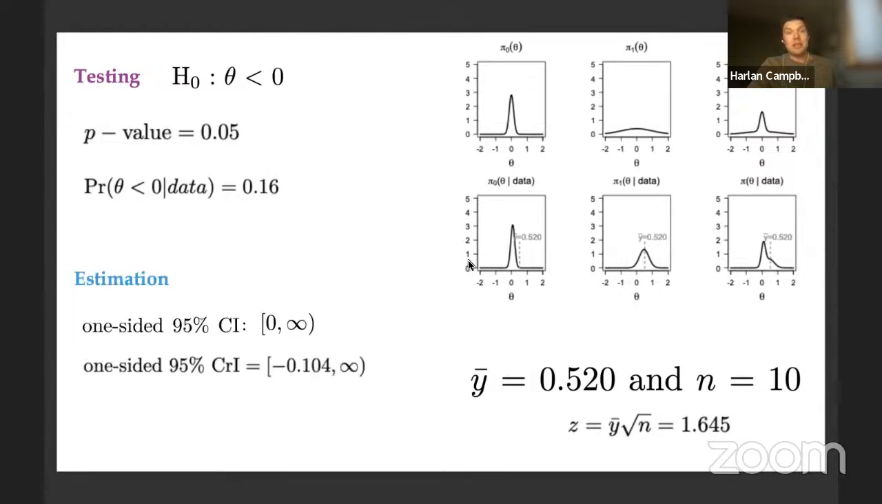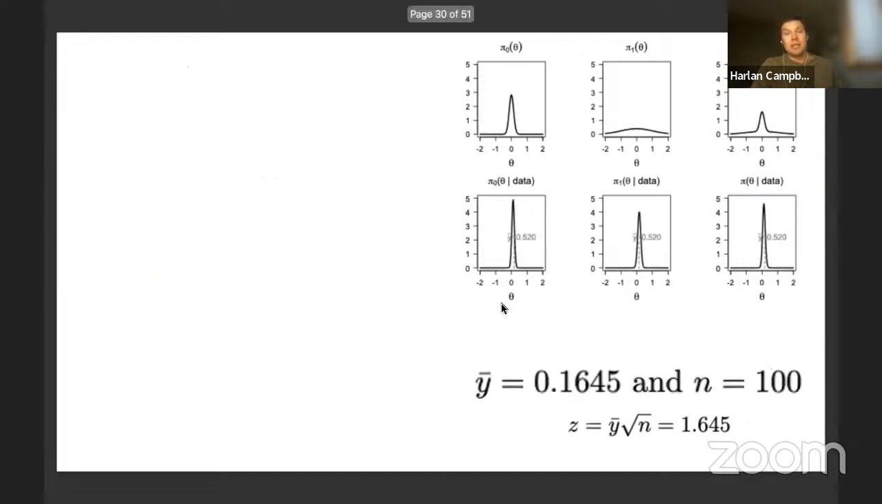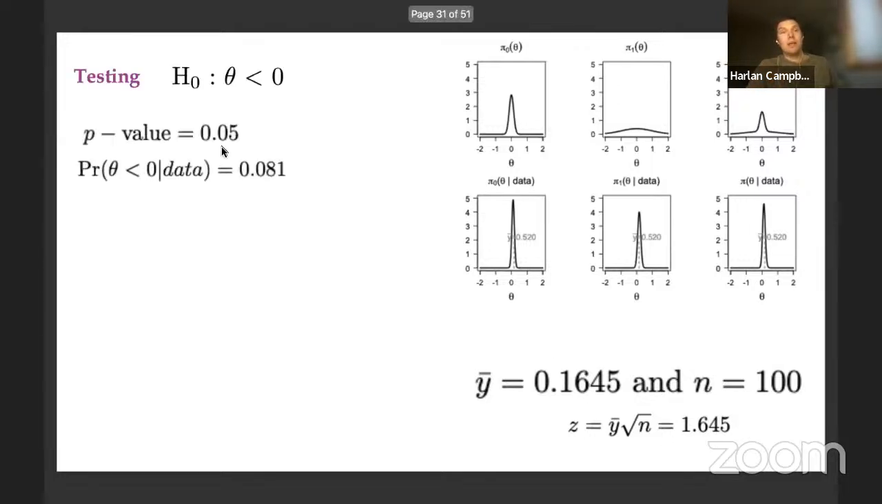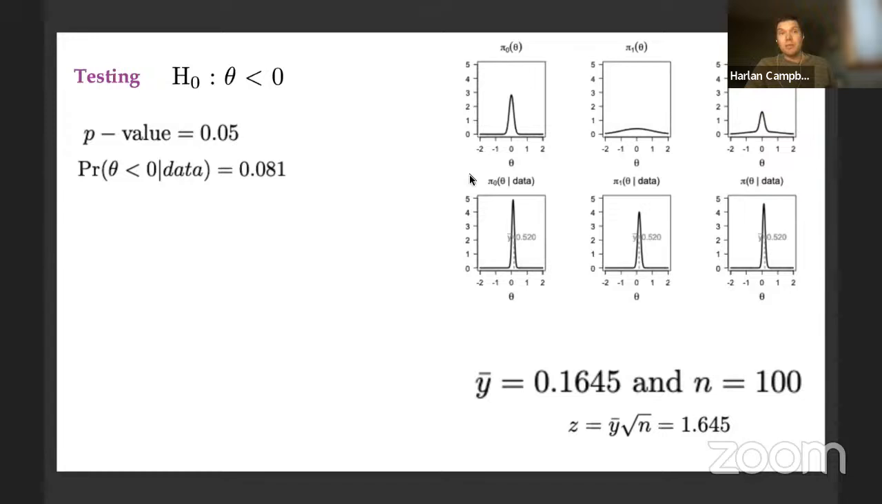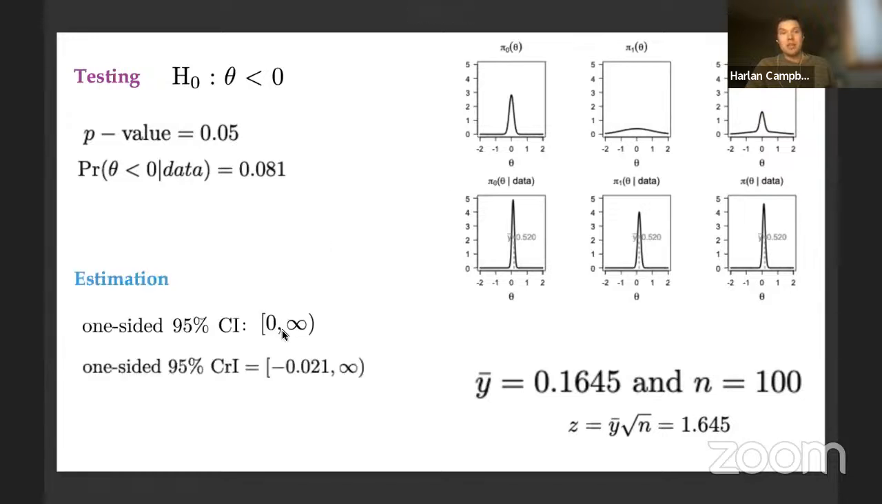If we move on to estimation and compare the 95% confidence interval, it's a one-sided confidence interval from 0 to infinity, compared to the credible interval. The credible interval here is certainly not starting at 0. It's starting at just below 0. So there's definitely some differences here, but that might be due to the small sample size. If we looked at, say, n equal to 100 instead, the same z value, so the p-value remains the same at 0.05, now the posterior tail, instead of, was it 0.16 before, now it's at 0.08, so it's a lot closer to 0.05. That's reassuring. In estimation, the credible interval gets a lot closer to the confidence interval, but it's still not quite there.